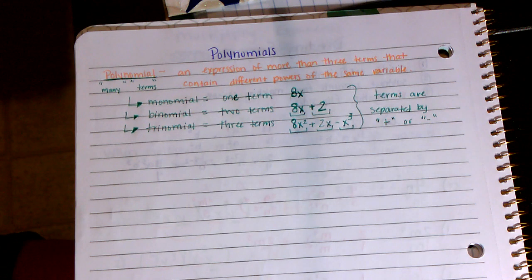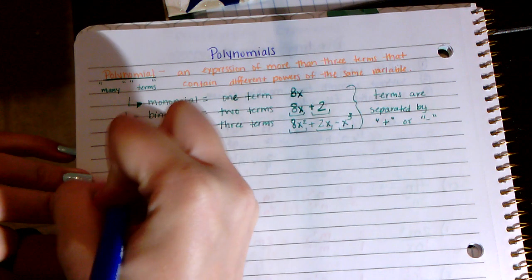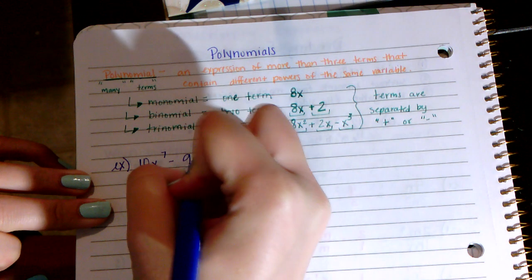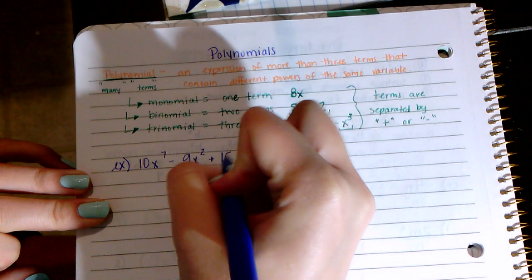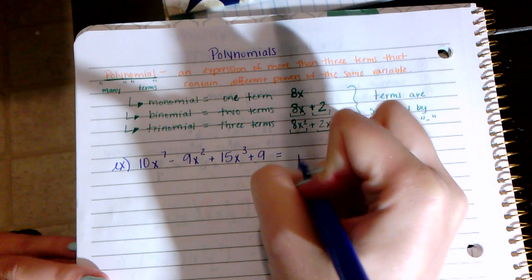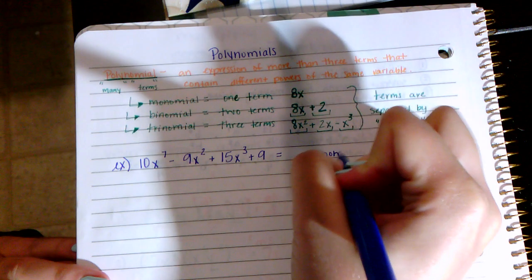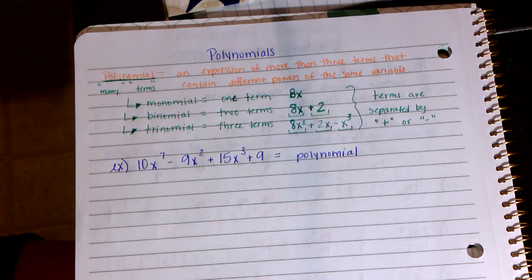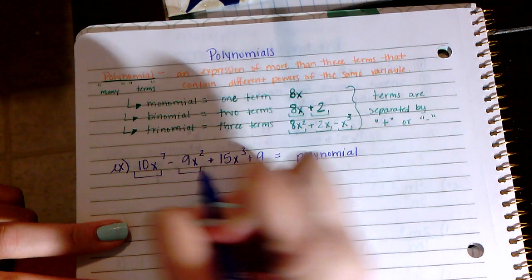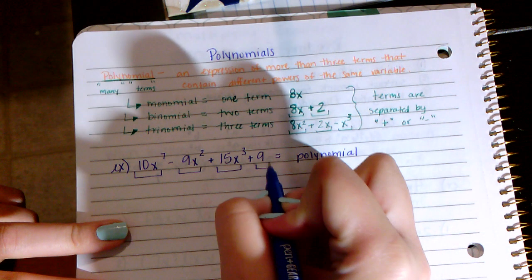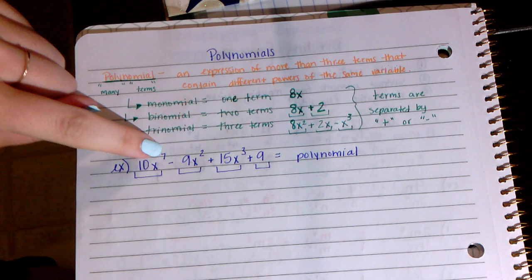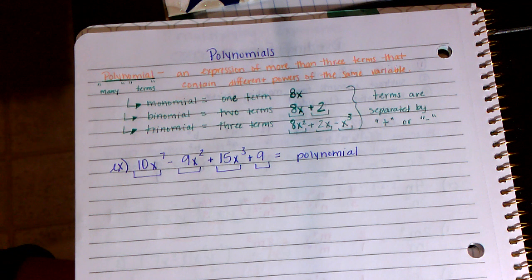I'm going to do blue, actually. The first example. 10x to the 7th minus 9x squared plus 15x to the 3rd plus 9. It's a polynomial. Right? That's a lot of terms there, and you can count them. 1, 2, 3, 4. We have 4 different things happening here, and they all have a variable with different powers. Same variable. We're all talking about x's here.